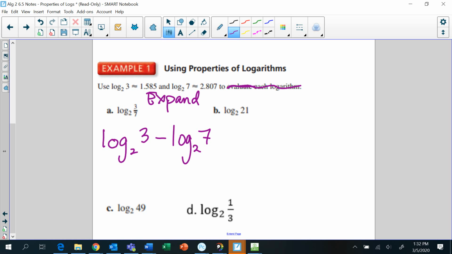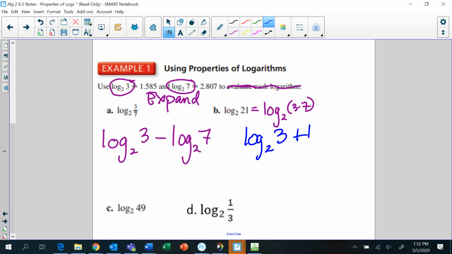All right, the next one is log base 2 of 21. They gave us 21 because they want us to use either 3 or 7 to expand this. I could expand it different ways, but we're going to use 3s and 7s. How do I get 21 from 3s and 7s? 3 and 7. This is the same thing as log base 2 of 3 times 7, right? So we're going to expand that with what? Addition. Log base 2 of 3 plus log base 2 of 7. That's just using the properties. That's all we're doing, we're learning these properties. I don't care what the answer is.